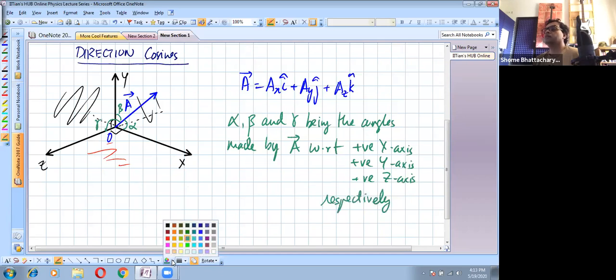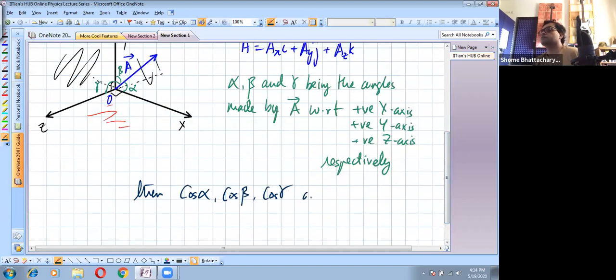So if alpha, beta, and gamma are respectively those angles, then the quantities cos alpha, cos beta, and cos gamma are defined as what we call the direction cosines. Collectively, these three quantities, cos alpha, cos beta, and cos gamma, are given a collective name, and they are called the direction cosines.